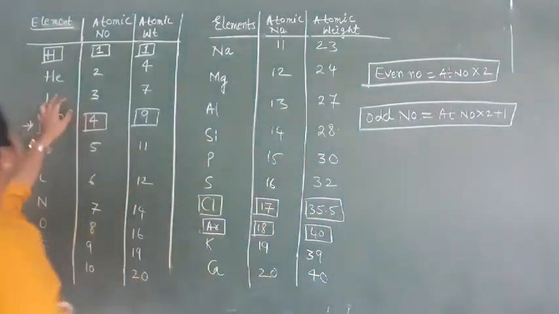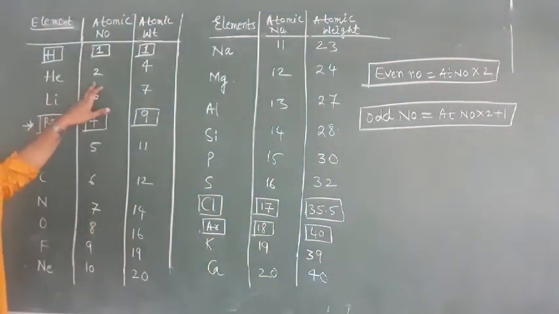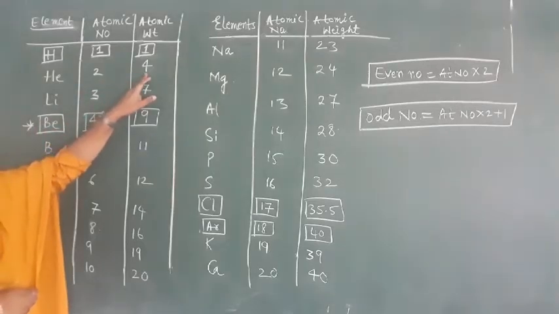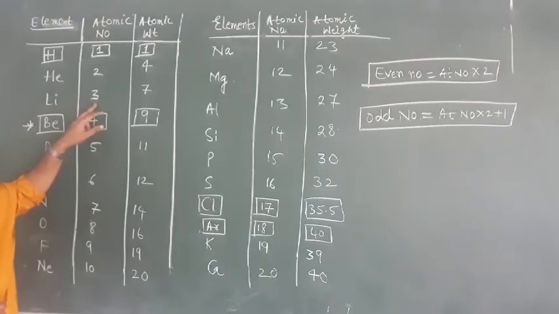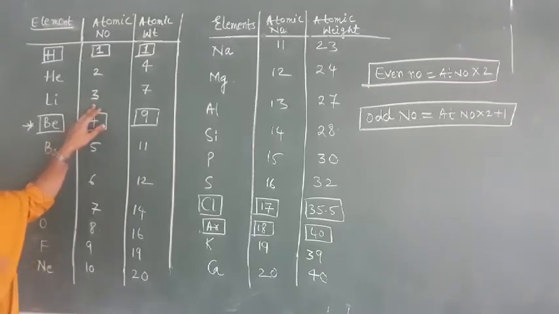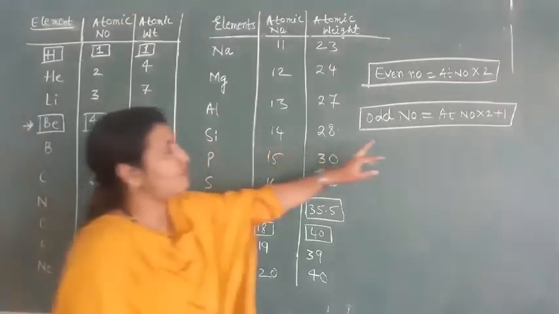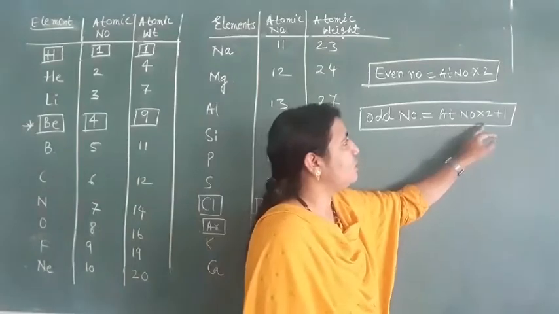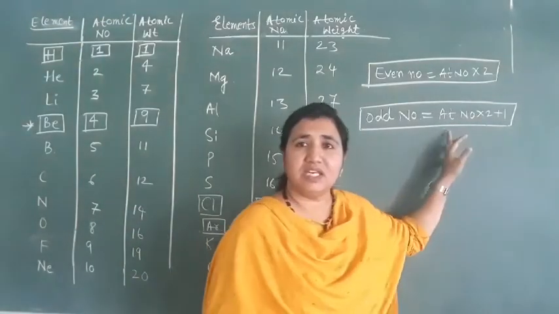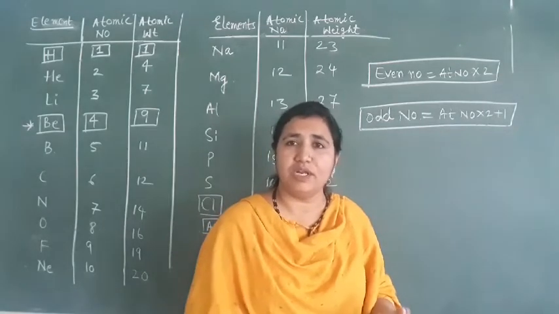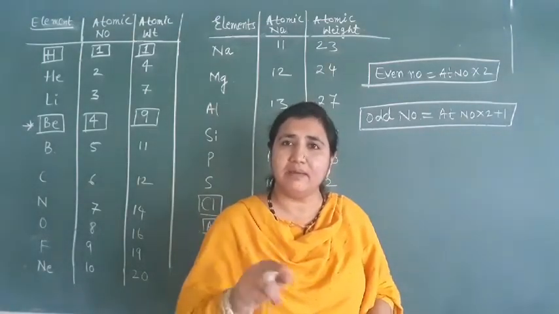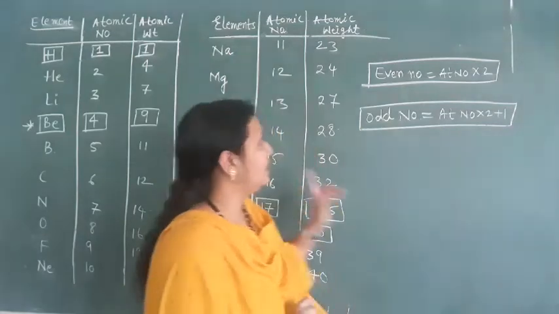Like here, helium has atomic number 2, so atomic weight will be 4. And next, lithium, 3. If the atomic number is odd, 3 is an odd number, then double it: 3 2s are 6, plus 1 you have to add. So atomic number into 2 plus 1, then you will get the atomic weight. If the atomic number is odd, just double it and add 1.